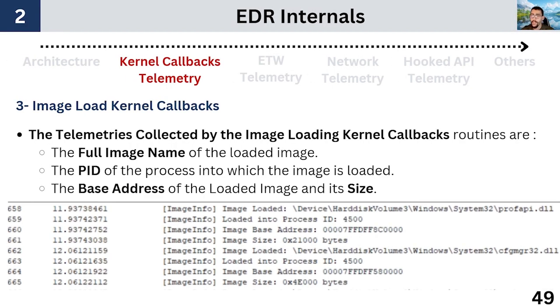When an image load kernel callback is triggered, it collects critical telemetry about the loaded image, including full image name, PID of the process into which the image is loaded, base address and size of the loaded image. The collected telemetry allows security solutions to monitor image load events in real time and detect techniques like reflective DLL injection, untrusted driver loading, and process hollowing.